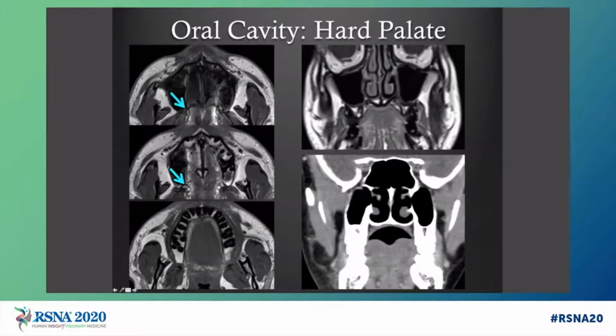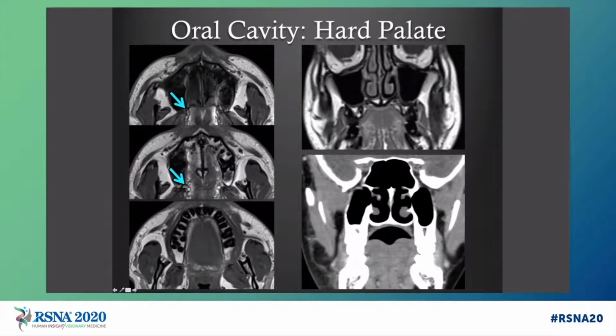So to look at our normal anatomy here, our axial T1 weighted image, our normal palatal bone, this normal hypointense T1 signal of the palatine process of the maxilla, the horizontal process of the palatine bone, our incisive canal anteriorly, and our greater palatine and lesser palatine nerve foramina here, and of course the normal mucosa.